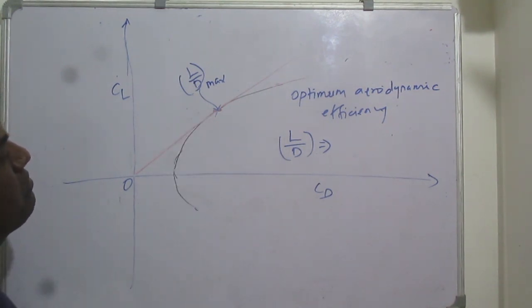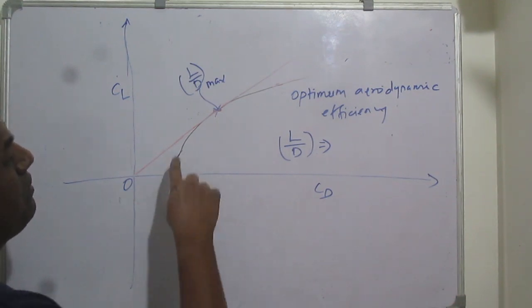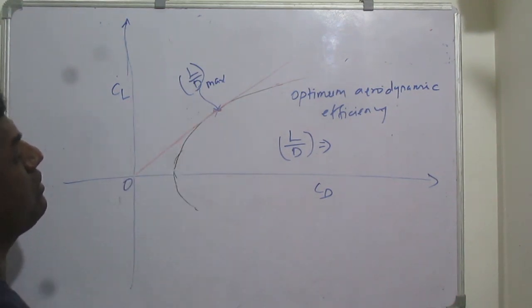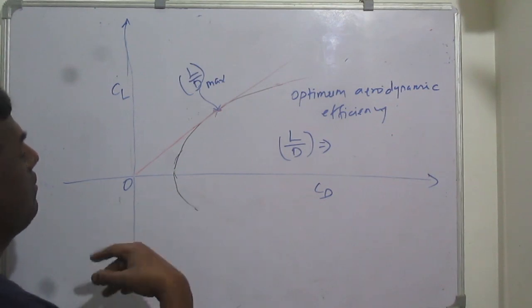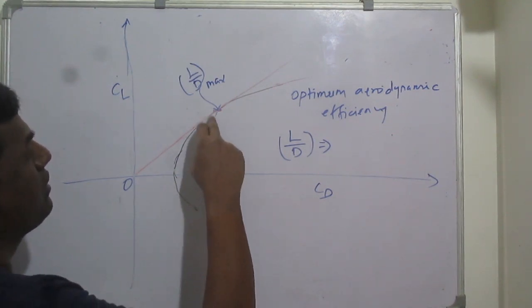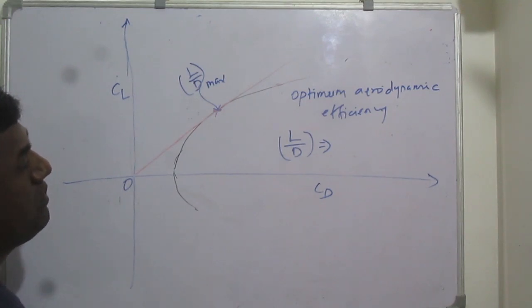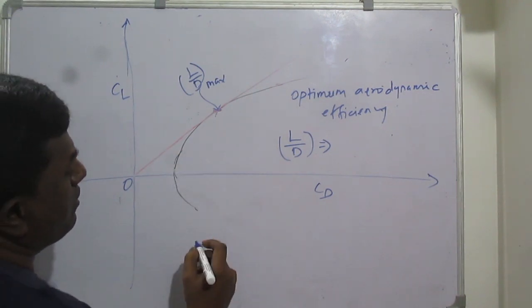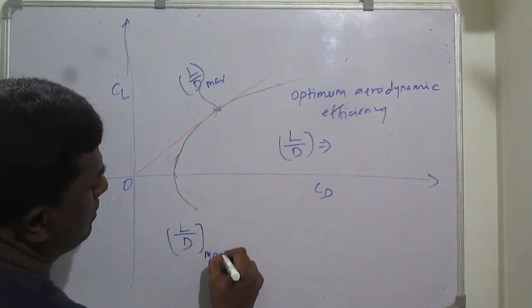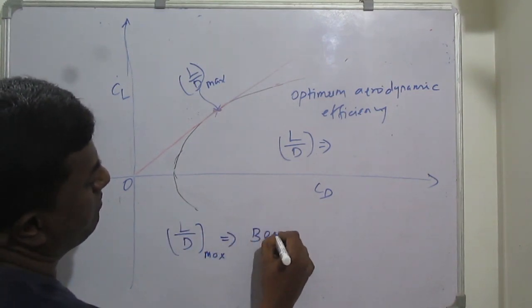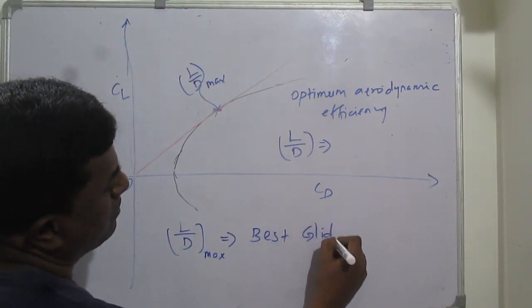Also, this maximum L by D ratio is the best glide ratio. In glider flight, this L by D maximum will be utilized. For the best gliding ratio, for best gliding conditions, this condition will be used. So L by D maximum also gives the best glide ratio.